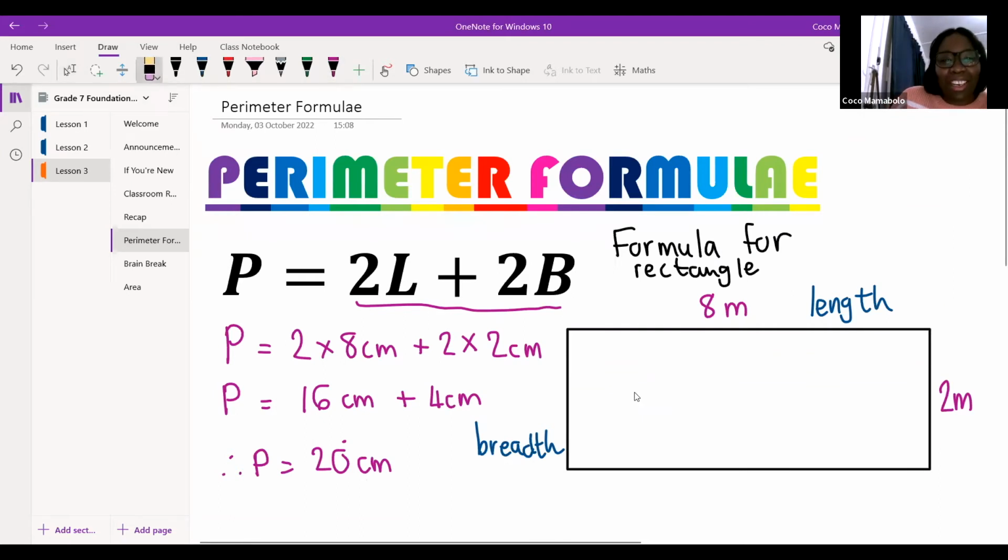Oh, I'm sorry. See, Teacher Kat, this is why we need you here. It's meters. Guys, we've just been out here writing centimeters and nobody's telling us anything. Thank you, Teacher Kat. It's actually meters. Thank you.